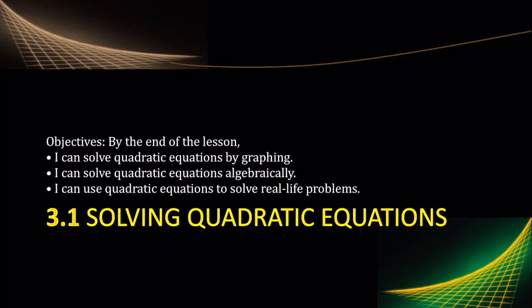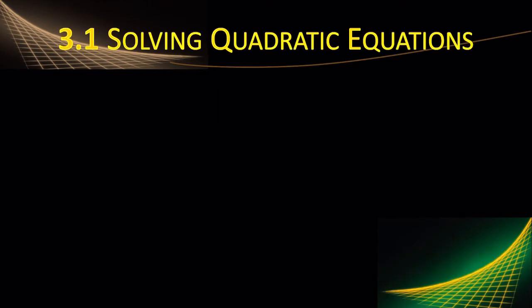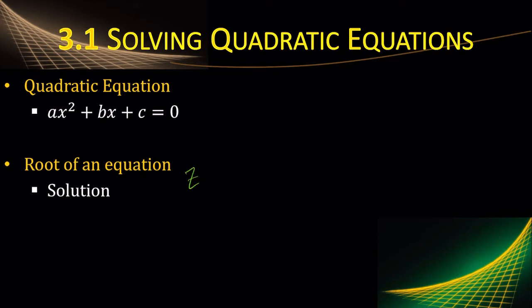Lesson 3.1, Solving Quadratic Equations. A quadratic equation is an equation in the form of ax squared plus bx plus c equals 0. A root to the equation is a solution. Instead of root, they are often called zeros of the equation, which are also solutions.